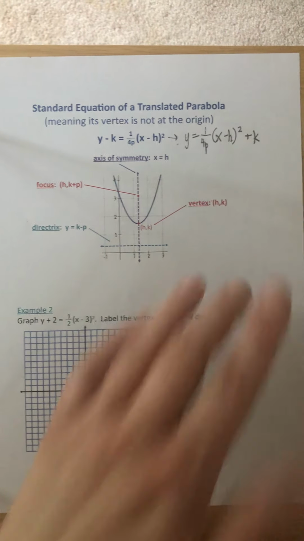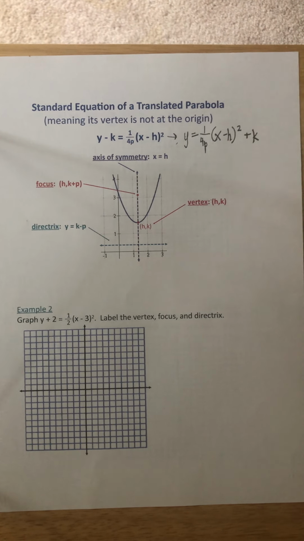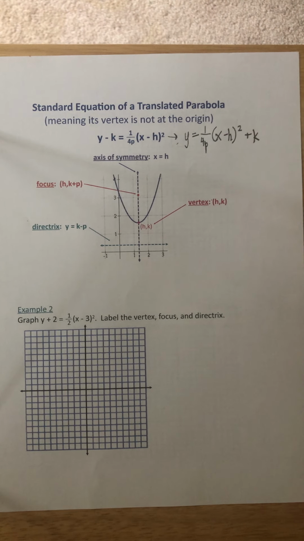Okay, so everything is the same. We're still going to be dealing with P. P still represents the distance between the vertex and the focus. It also represents the distance between the vertex and the directrix. So P is not changing. The only thing that is changing in this problem is that our vertex is no longer 0, 0. It is no longer the origin.